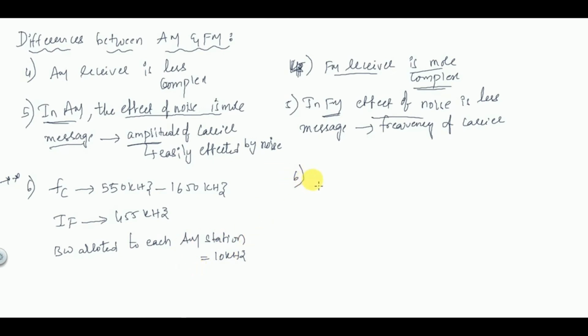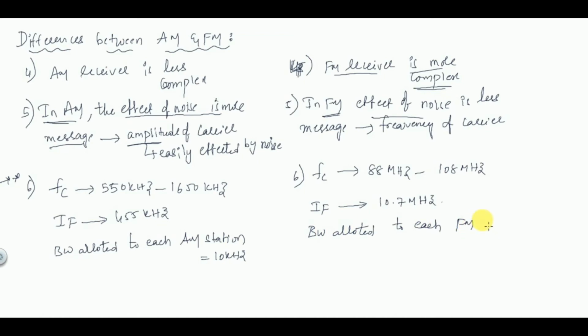Similarly, in the case of FM, the carrier frequency used is 88 megahertz to 108 megahertz. Okay, and the intermediate frequency is going to be 10.7 megahertz, and the bandwidth allotted to each FM station is 200 kilohertz.